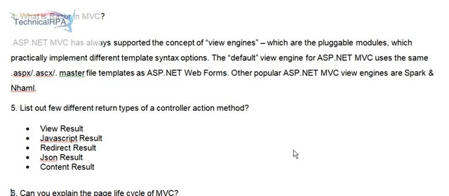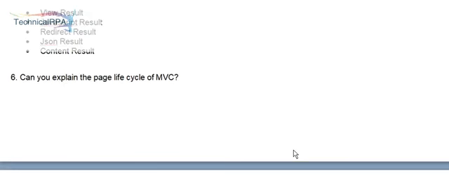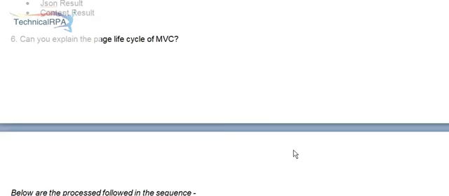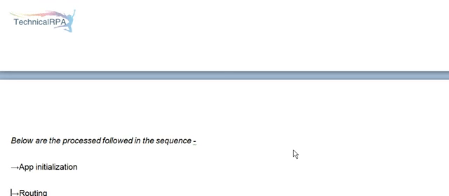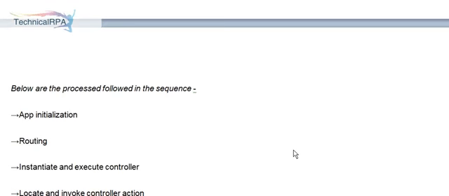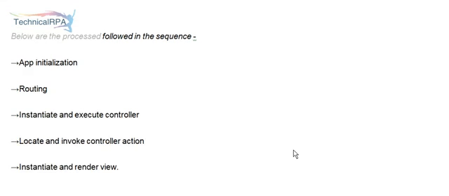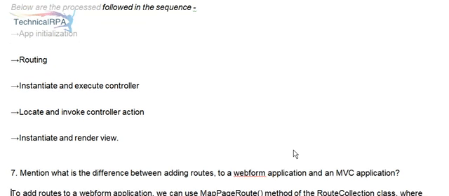5. List out a few different return types of a controller action method. ViewResult, JavaScriptResult, RedirectResult, JsonResult, ContentResult. 6. Can you explain the page lifecycle of MVC? Below is the process followed in sequence: app initialization, routing, instantiate and execute controller, locate and invoke controller action, instantiate and render view.